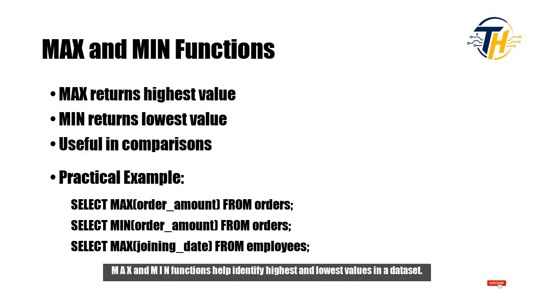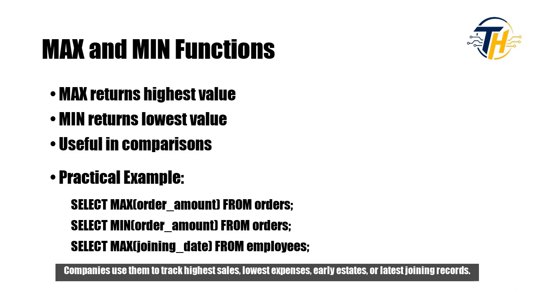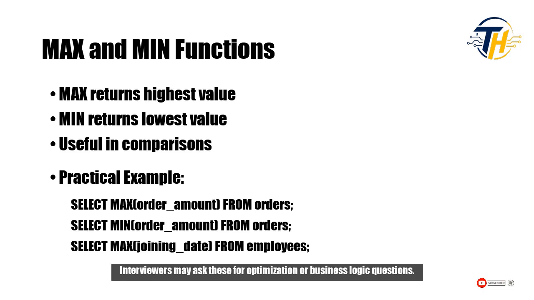MAX and MIN functions help identify highest and lowest values in a dataset. Companies use them to track highest sales, lowest expenses, earliest dates, or latest joining records. Interviewers may ask these for optimization or business logic questions. In this example, order amounts and joining dates are analyzed.